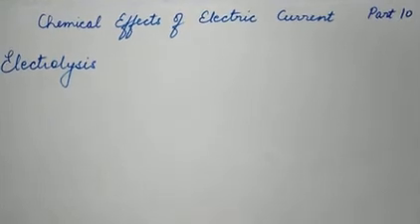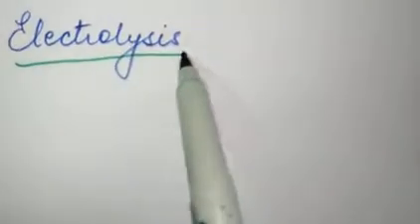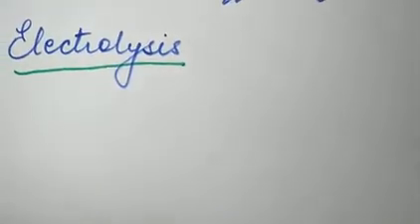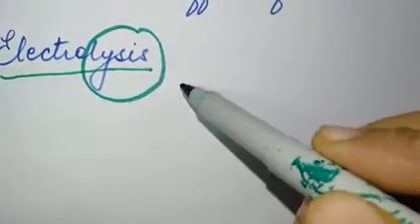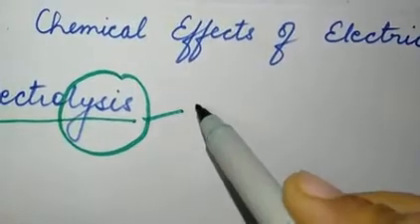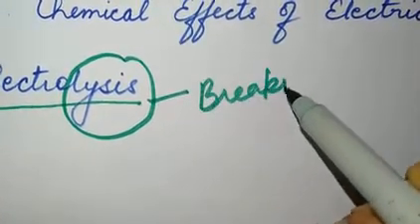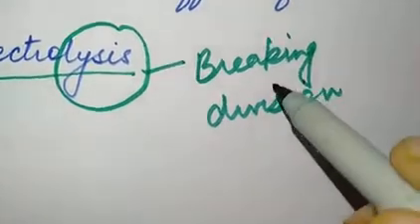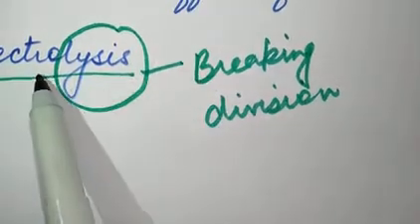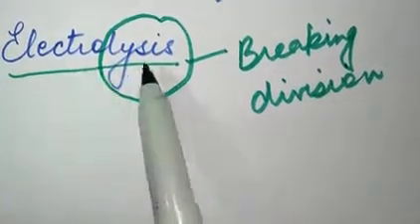In this video, we will begin with electrolysis. Let us understand what electrolysis is. Actually, lysis means breaking. If I talk about the literal meaning of this term, lysis means breaking, or we can say division. Breaking or division with the help of electricity. Lysis with the help of electricity is electrolysis.